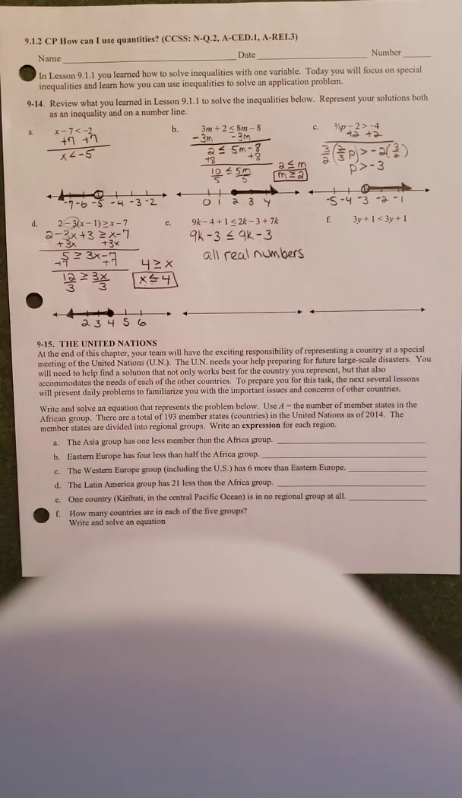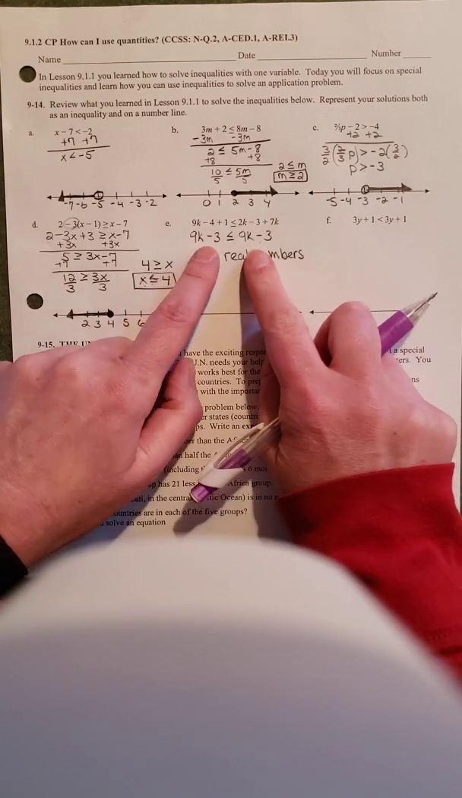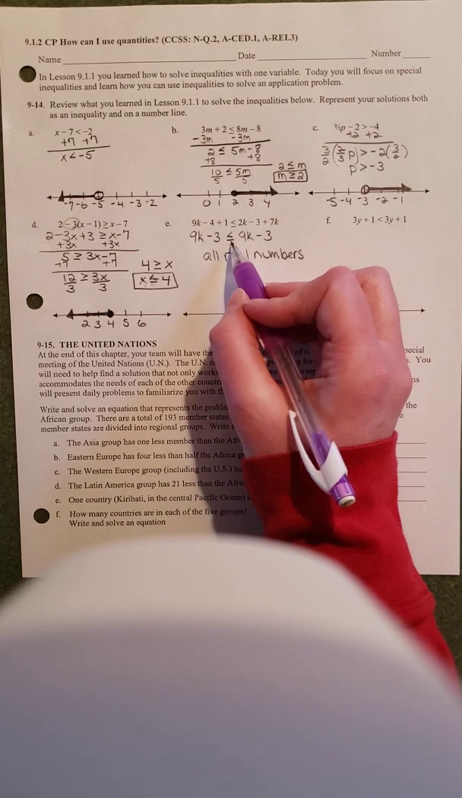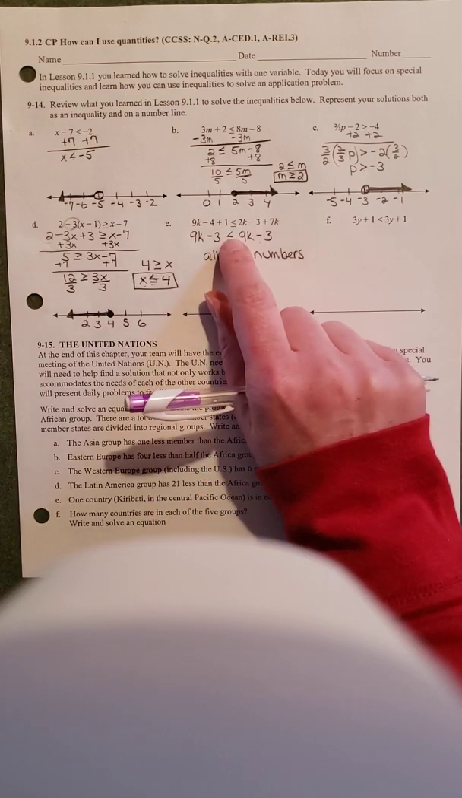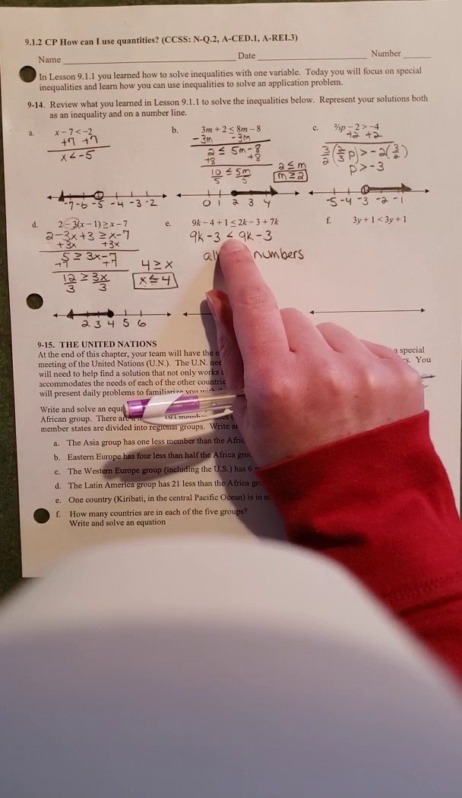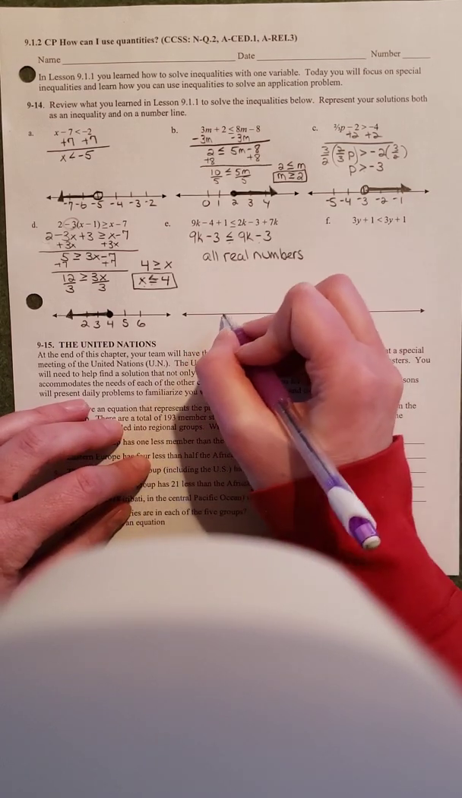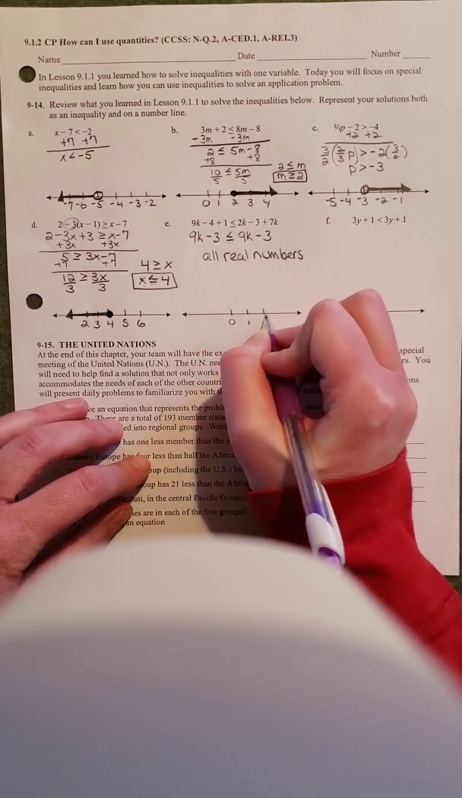And I don't need to go any further solving that because I notice right here that these two expressions are exactly the same. Now, if I didn't have the equal sign here, if it just said 9k minus 3 is less than 9k minus 3, would my answer still be all real numbers? And the answer to that would be no, because that wouldn't make any sense. An expression can't be less than itself. So in that case, you'd have no solution. So how do I graph that? Well, put some numbers on the number line.